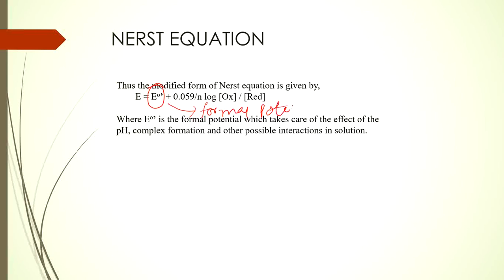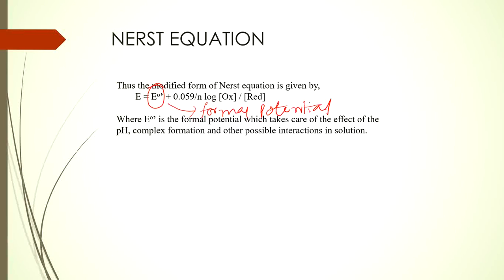E0 prime is actually the formal potential, that is E0 prime plus 0.059 by n into log of concentration of oxidized form by concentration of reduced form. We are taking the concentration for the simplicity. Now this E0 prime, that is the formal potential, is actually taking care of the effect of pH, complex formation, or the precipitation, or it can have some other possible interactions in the solution.